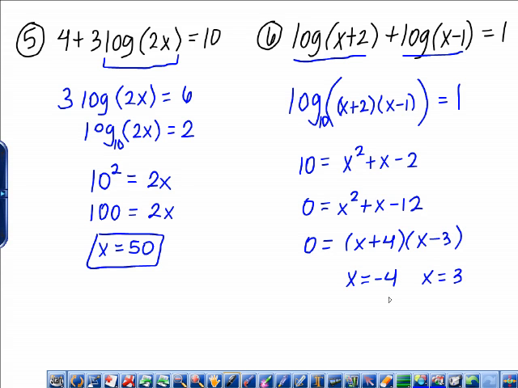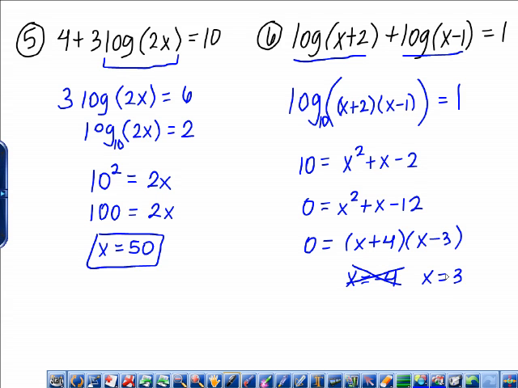equals 3. You don't want to just automatically cancel out the negative. You really need to think about it. Can x be negative 4? Well, no, because that's going to make me take the log of a negative number. There are circumstances, though, if I had turned this around and made it like 2 minus x, where negative 4 would have been fine for this one. So you don't want to just cross out negatives.